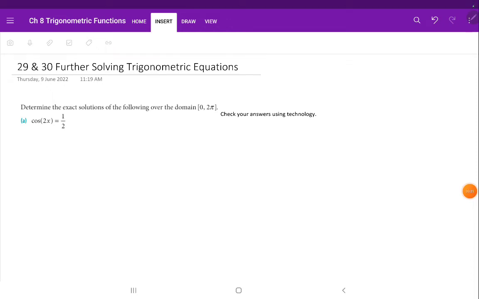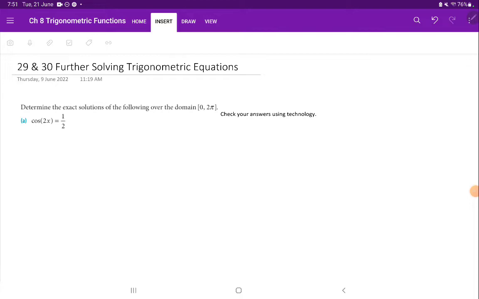Alrighty, let's continue our adventure in terms of solving trigonometric equations. And this time we're going to be really getting into the meat and potatoes, which is that there are an infinite number of solutions, okay? So we're going to look at two different ways we can represent the infinite number of solutions.